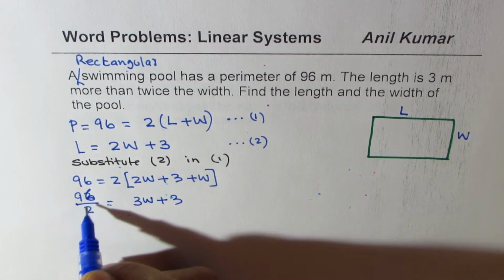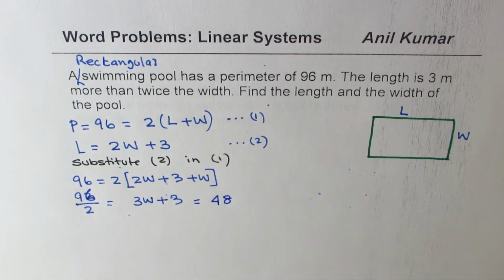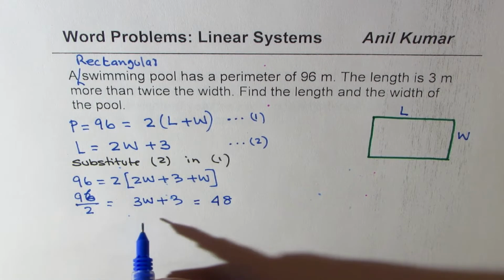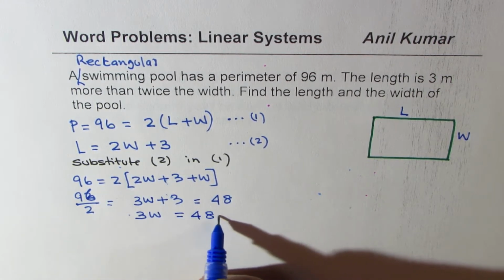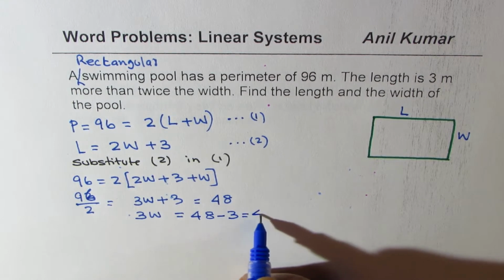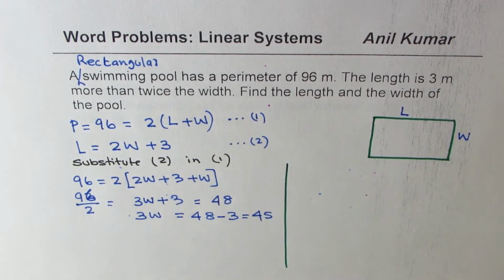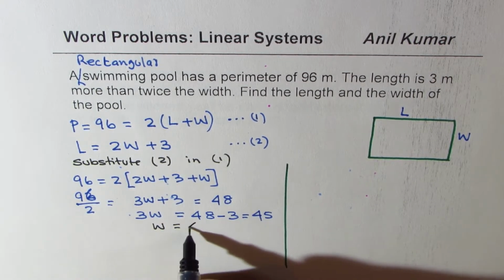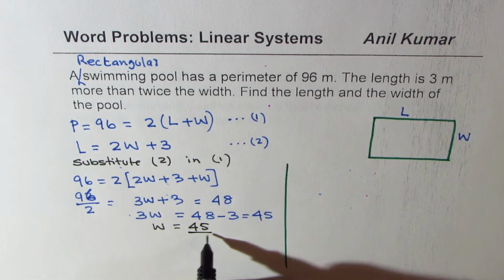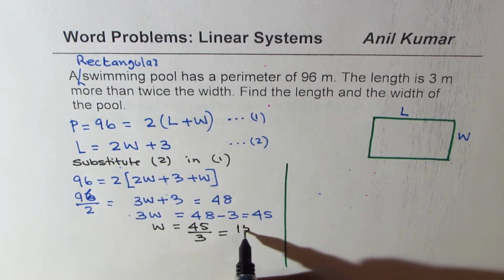Correct? 96, half of 96 is 48. Now this is a simple equation which can be solved. So we get 3W equals 48 minus 3, which is 45. And that gives you the value of width. So width will be equal to 45 divided by 3. Right? And that is 15.